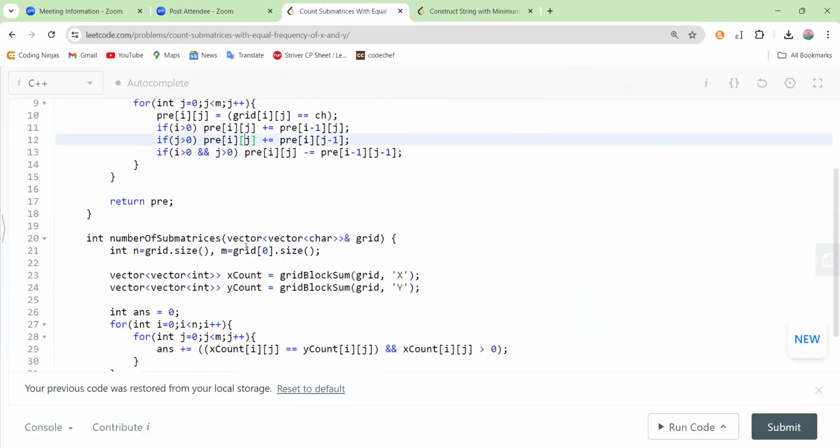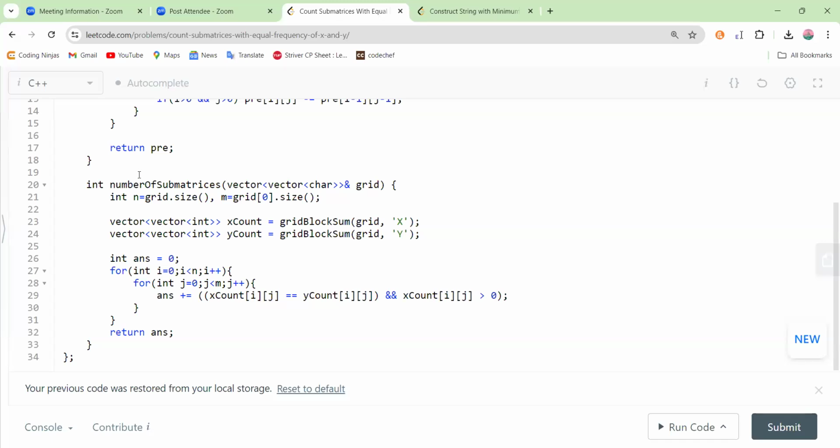Okay. So this was the function given to you, number of submatrices, vector, vector char, ampersand grid. The grid is given to you of characters. So first of all, I took the number of rows in N and the number of columns in M. Then we have constructed two vectors for prefix count of X and Y. So vector, vector int X count and vector, vector int Y count.